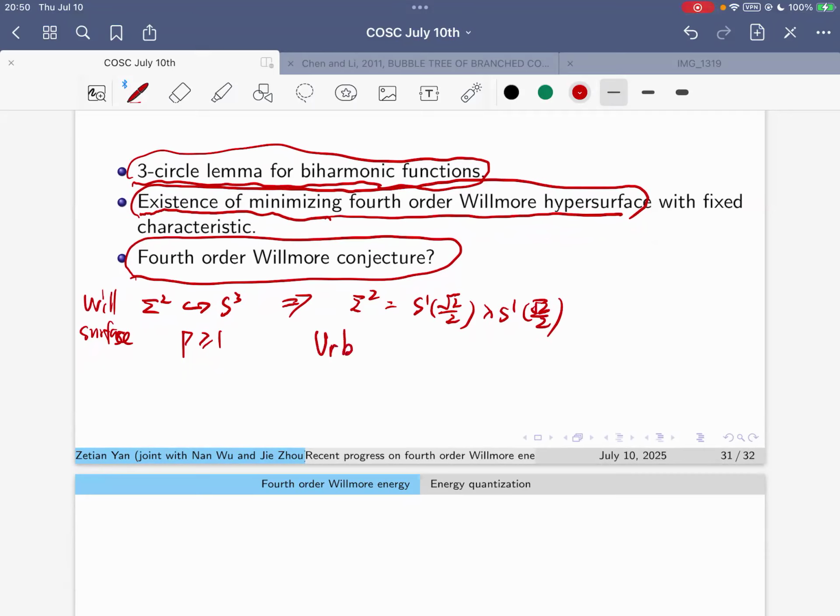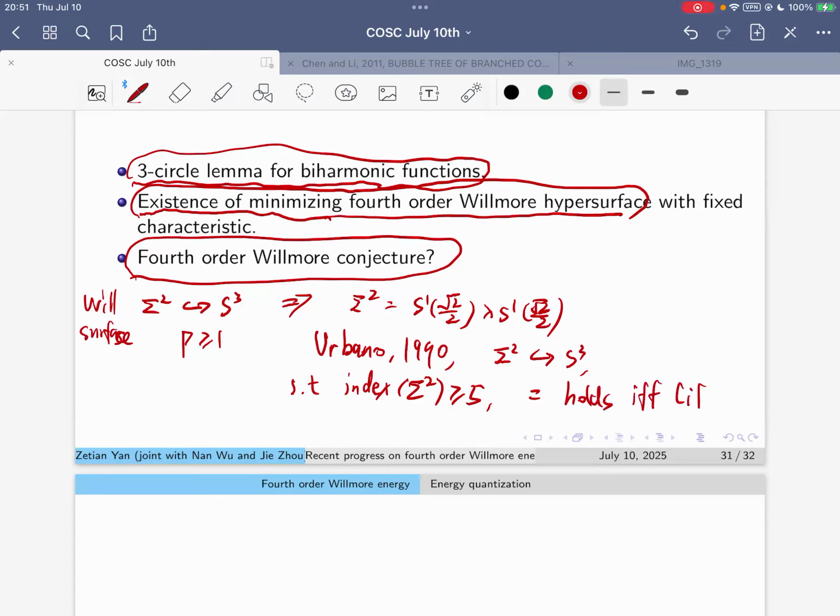Let me see, Urbano's result. Urbano says that if you consider a minimal surface in S3, then the index of this surface is at least 5, and equality holds if and only if it's the Clifford torus.